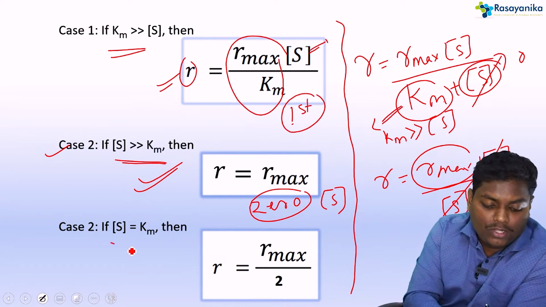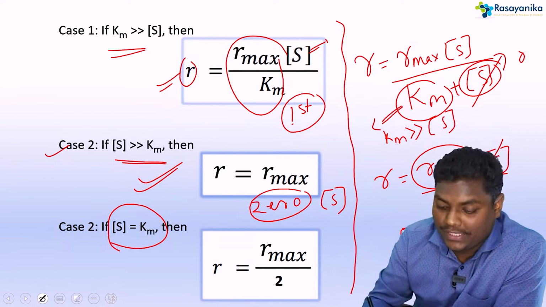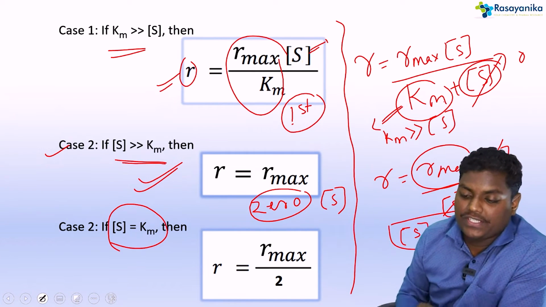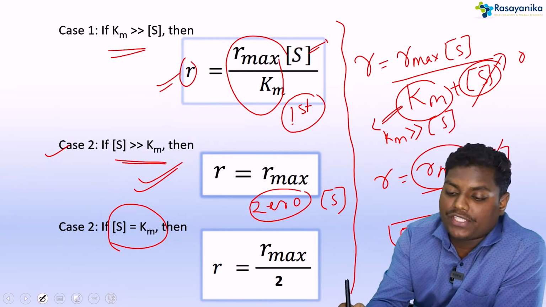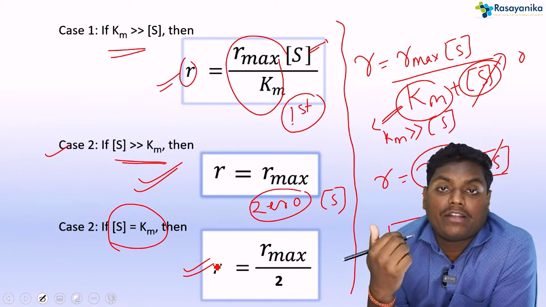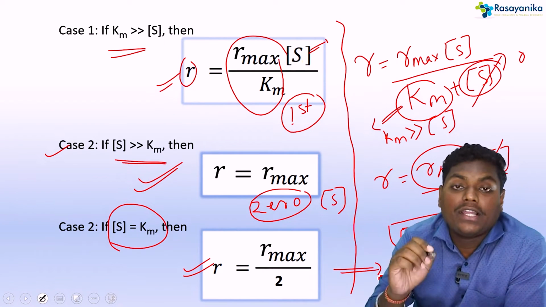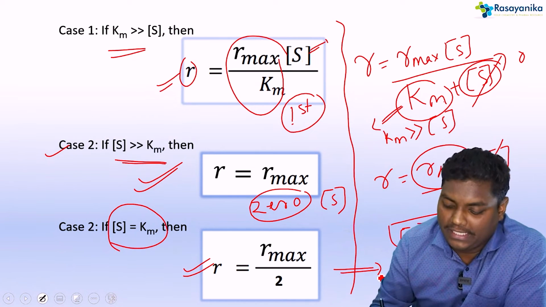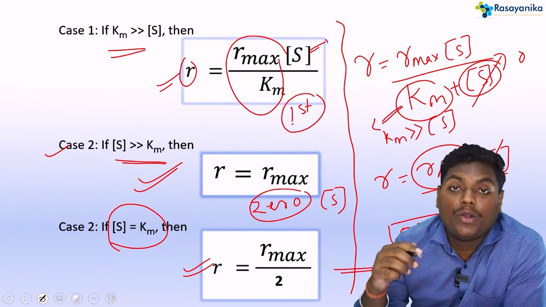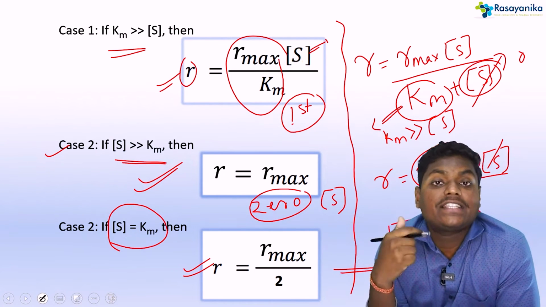Now let's see the condition where the substrate concentration is equal to the Km. When we substitute these values, we'll get R is equal to the maximum rate that we can achieve divided by 2. So the important point to note here is that mathematically the Km is the concentration of substrate for which the rate of the reaction is half of the maximum rate.